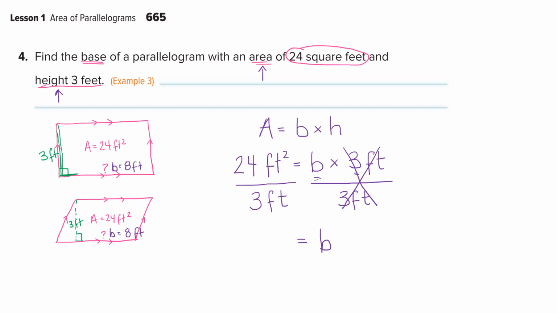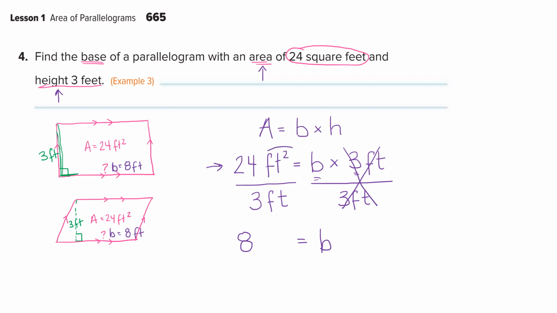Now, I'd like to break this up so that you can really see what's happening here. Before I do, let's take a look at this. 24 divided by 3 equals 8. So I want to break this up. This is 8.